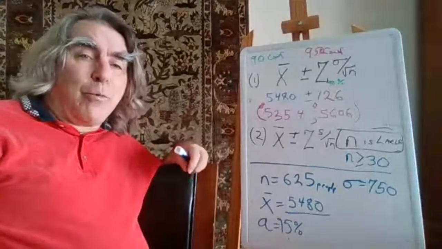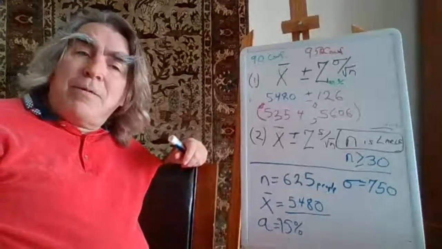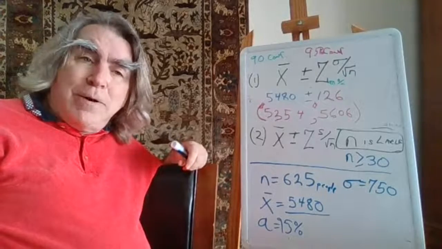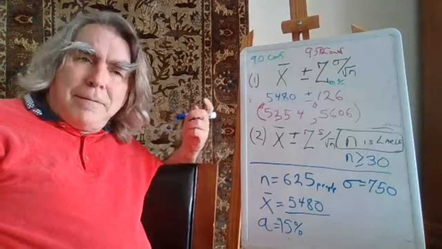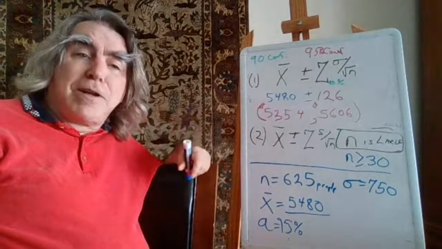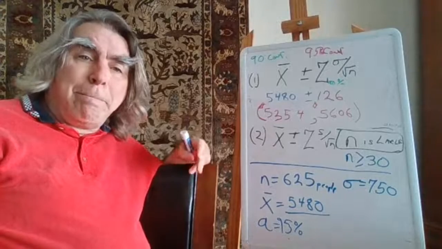Is there a possibility I'm wrong? Well, what was the likelihood I said I was right? It was 95%, which tells us there's a 5% chance you got it wrong.